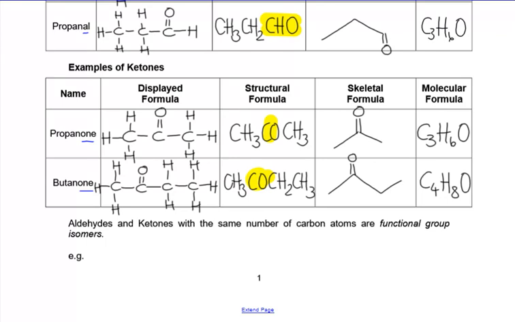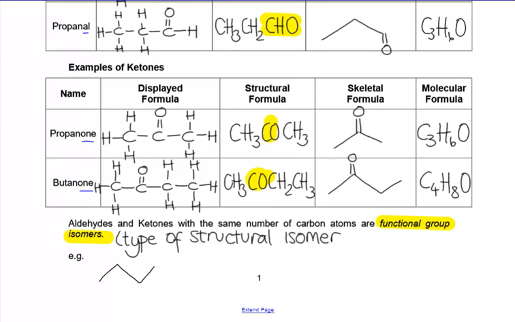Notice that now to show in the structural formula that you've got a ketone, you've got a CO in the middle. You'll notice that propanone and propanal have the same molecular formula but a different structural formula. So propanone and propanal would be classed as functional group isomers. Remember that that is a type of structural isomer. So we had propanone and propanal. Now what about butanone? Could you draw its functional group isomer, which would be butanal?